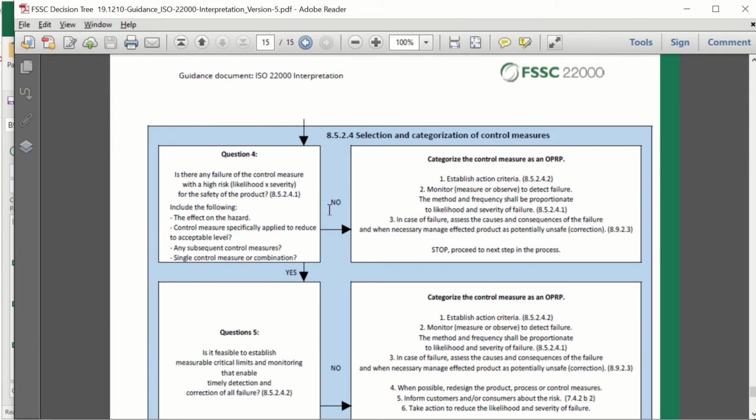But if the answer to the question is no, the control will be categorized as an OPRP. Establish action criteria, or monitor, measure, or observe direct failure. The method and frequency shall be proportionate to the likelihood and severity of failure. In case of failure, assess the causes and consequences of the failure, and when necessary, manage the affected product as potentially unsafe. This question can also lead to an OPRP, and question 5, if answered no, can also lead to an OPRP. But in our case there is a failure of the control measure in this step, so it will be OPRP. So yes.